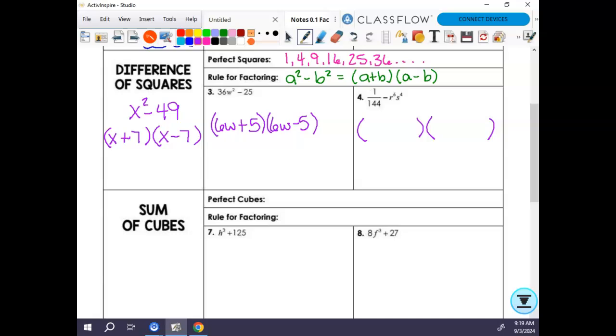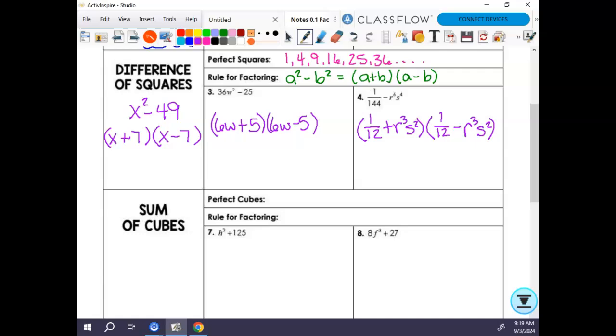Is taking the square root of a fraction difficult? It's not. You take the square root of the numerator, the square root of the denominator. What's the square root of 1? 1. What's the square root of 144? 12. So this first term is 1 over 12 in both of them. And when you take the square root of variables with exponents, if they're all even, you just divide them by 2. So this will be 1/12 plus r cubed s squared and 1/12 minus r cubed s squared.